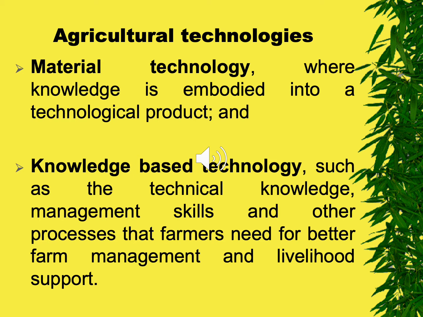Now, agriculture technologies are the ones which deal with technologies related to agriculture. It has two aspects. One is material technology, where knowledge is embodied in a technological product, and the other is knowledge-based technology, such as the technical knowledge, management skills and other processes that farmers need for better farm management and livelihood support.